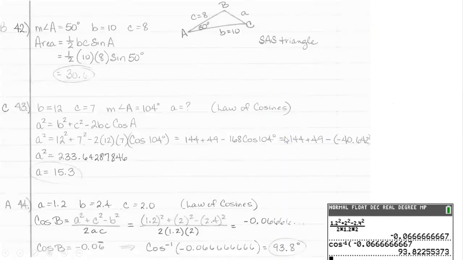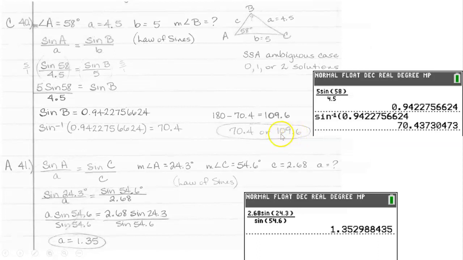Now, if I'd gotten something like 140 here, you can't have 140 and 58 in the same triangle. That's too big. So that would be the case where I would only have one solution, where I would have to rule out that second solution. But our 109.6 would fit in the triangle with the 58 degrees, so that means that both of these are possible values for the measure of angle B.